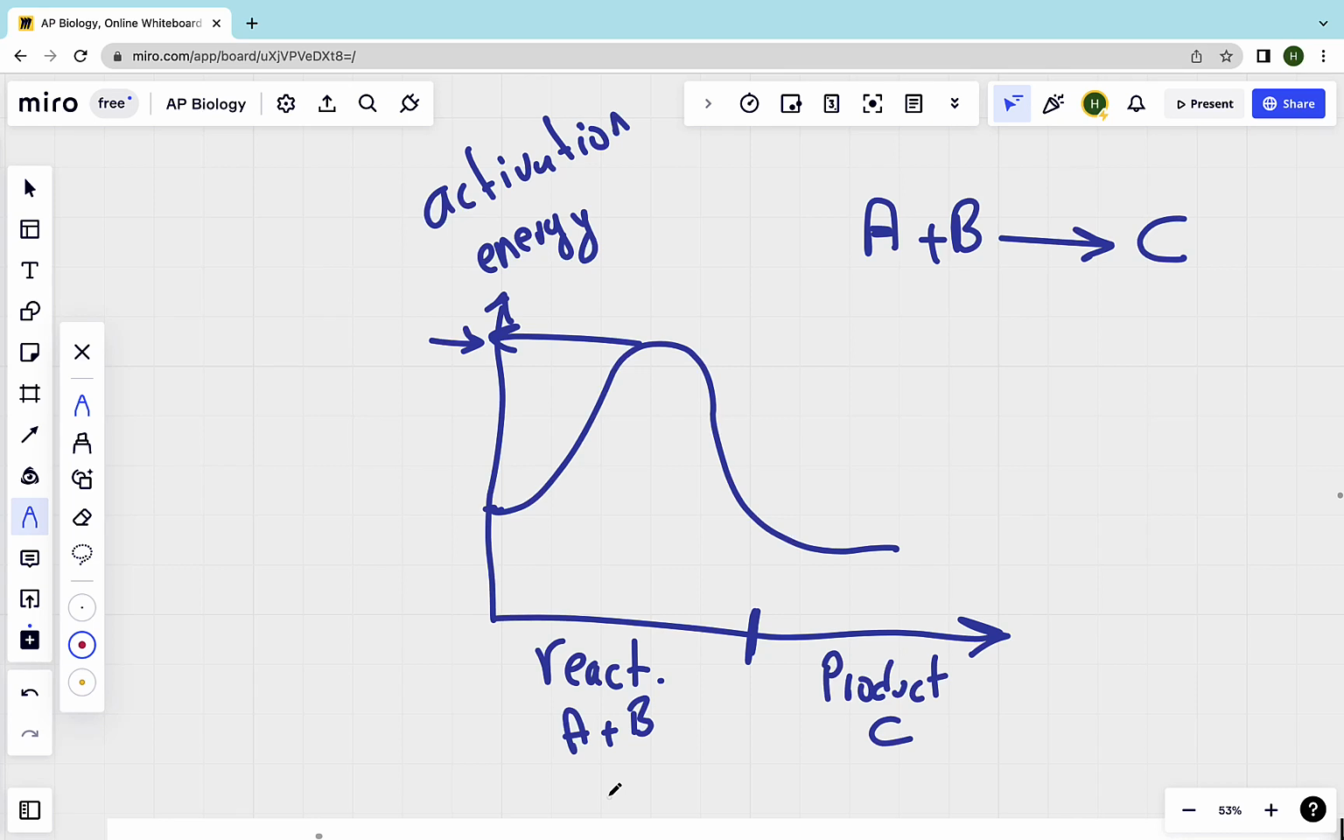Session so that you can refer to it later. So any reaction requires activation energy. The activation energy is needed for the reactants to turn into the products. Good.